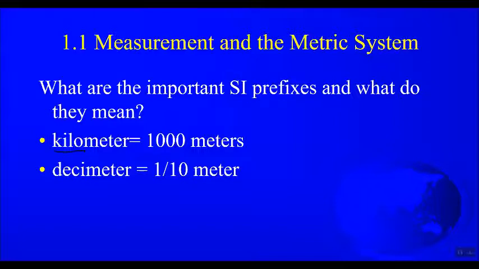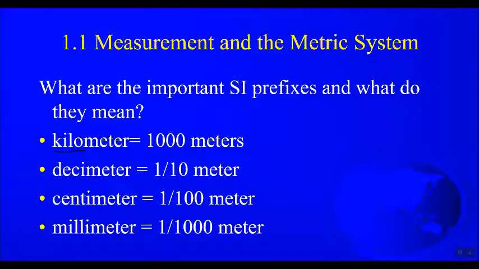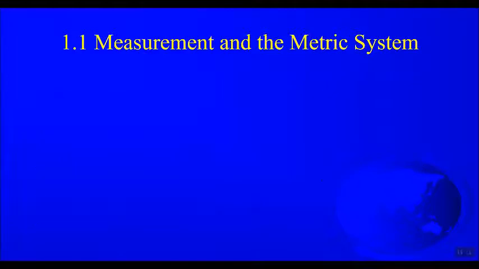A decimeter is 1/10 of a meter. A centimeter is 1/100th of a meter, and a millimeter is 1,000th of a meter. If you're curious, if you wanted to measure a virus, you would probably be dealing with micrometers, which is 1 millionth of a meter. I don't know, it might even be smaller than that, and you would need nanometers, which would be 1 billionth of a meter. Don't worry, we don't have to deal with that in chemistry.